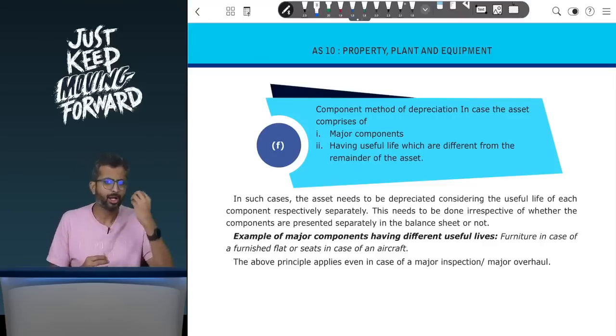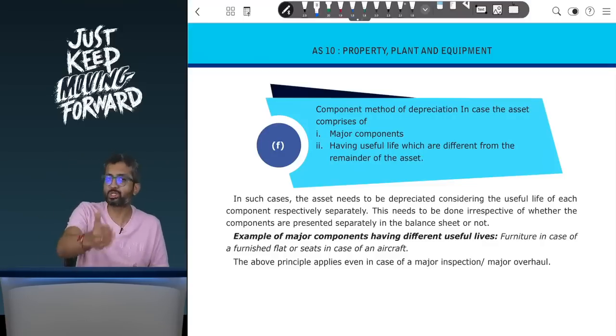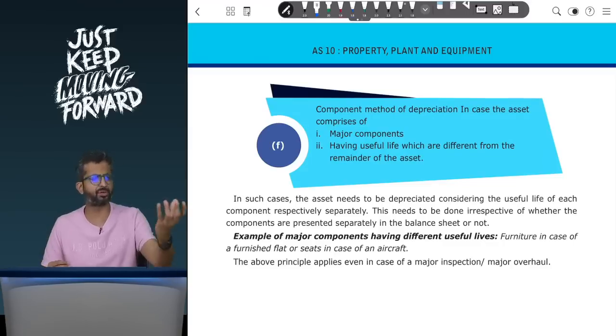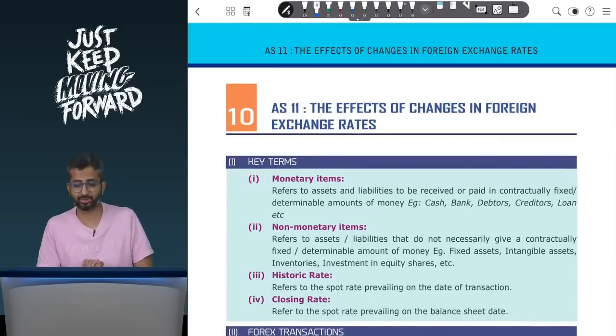So over here, component method is mandatory if your asset has major components whose lives are different from the life of the main asset, like the life of the furniture is different from the life of the underlying unfurnished flat. Okay, so that takes care of the first set of accounting standards.